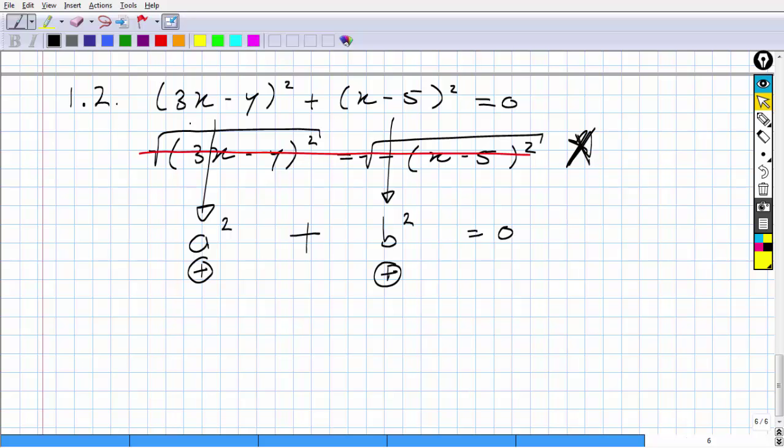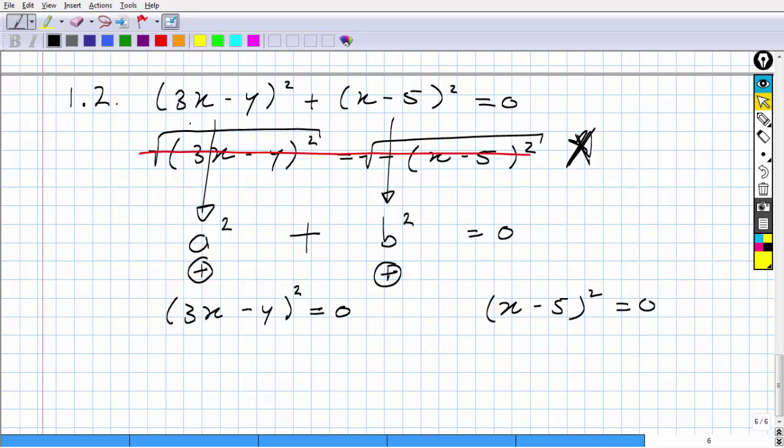So any two positive numbers that you add together, and the same goes for any two negative numbers. If both of these were negative, the same would apply. The only things you can add together that are both positive or both negative and still get 0 is 0. In other words, 3x minus y must equal 0. When we square it, 0 squared is still 0. And x minus 5, that's squared, must equal 0. It's the only way this works.